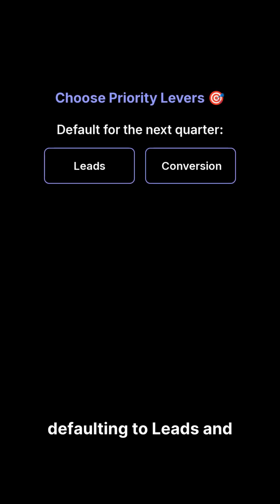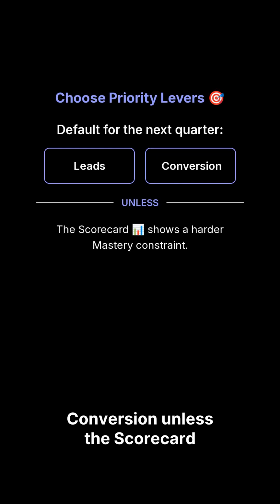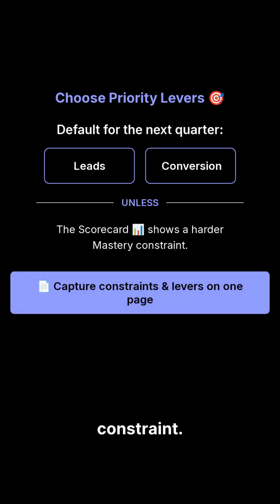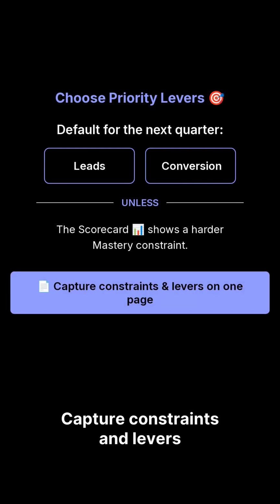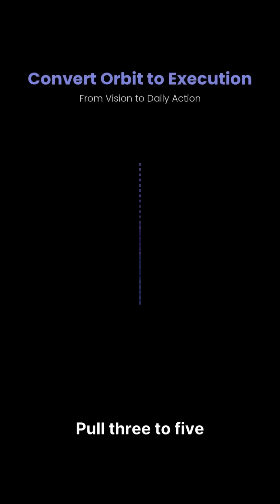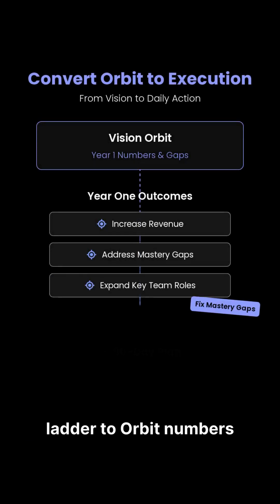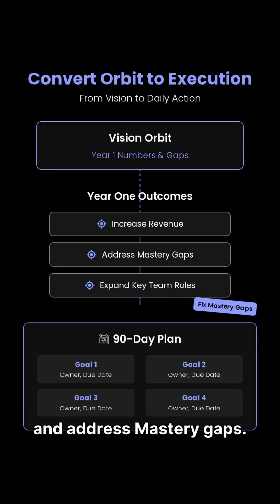Choose 2 priority levers for the next quarter, defaulting to leads and conversion unless the scorecard shows a harder mastery constraint. Capture constraints and levers on one page. Pull 3 to 5 year 1 outcomes that ladder to orbit numbers and address mastery gaps.